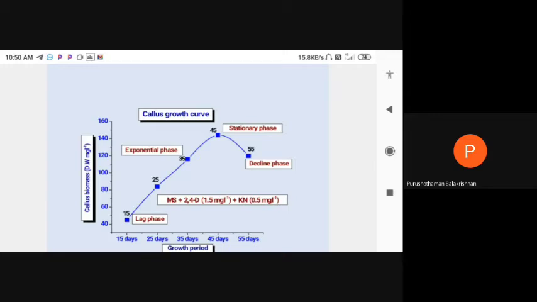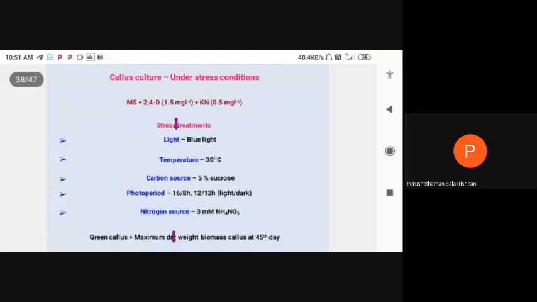So it is very important. We have to add a specific concentration and determine those things. For the callus culture, we have used the specific concentration after optimization. We determined the effect of colored lights, green, red, blue, and white light, as well as temperatures of 15, 20, 25, 30, and 35 degrees.